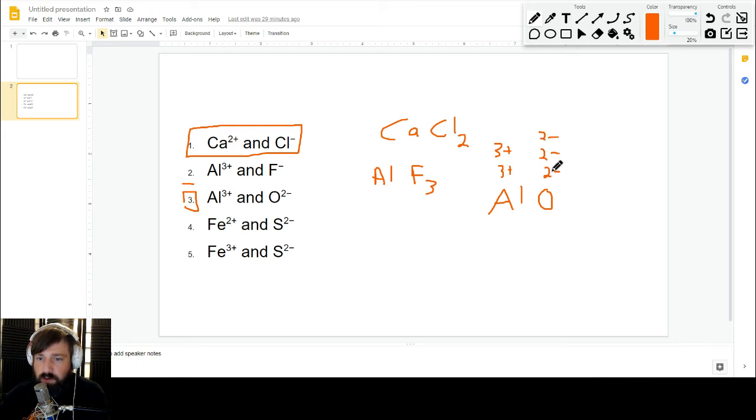Add 1 more. So now we have 6 positive charges, 2 times 3+, and 1, 2, 3, 4, 5, 6 negative charges. 6 and 6, we are good. So we have 2 aluminums and 3 oxygens. And there you go. Now this is perfectly balanced. This is kind of the long way of doing things. I can tell you the shorter way, if you know the charges.